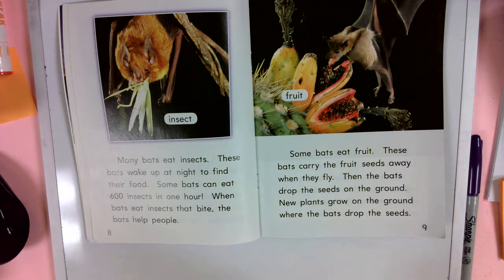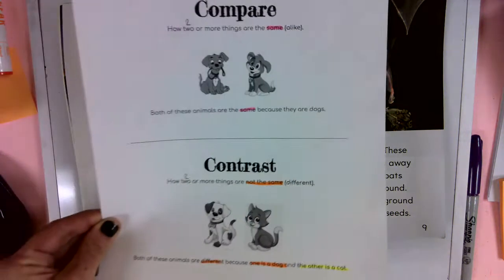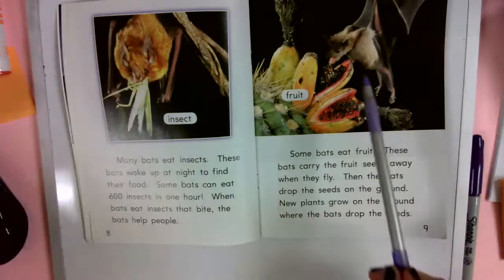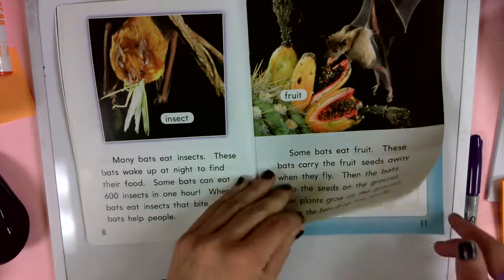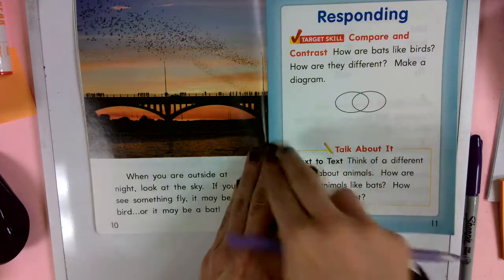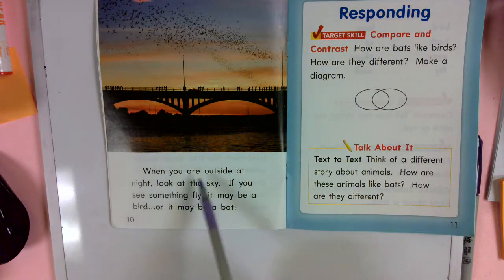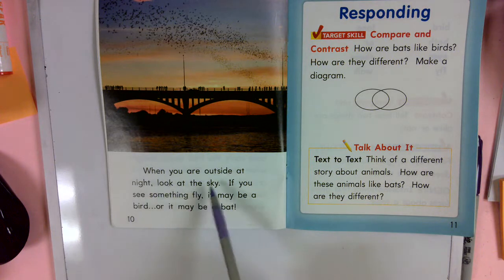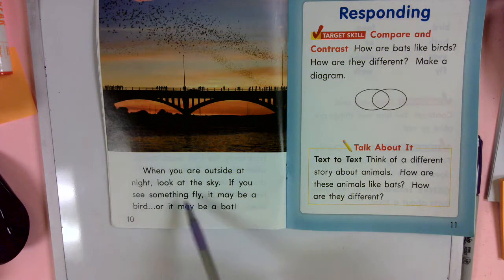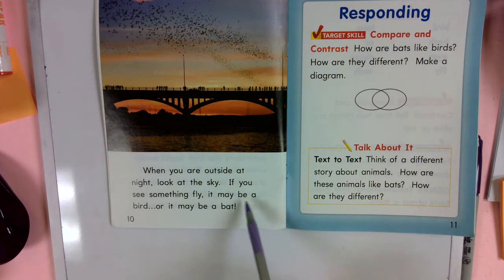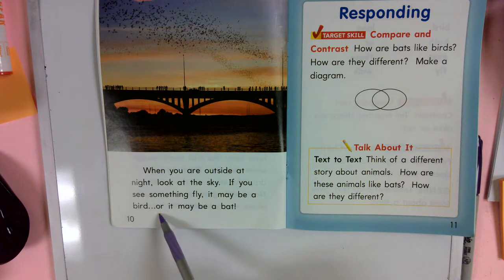Remember, we're going to be comparing and contrasting. So remember some facts about our bats and our birds that they tell us. When you are outside at night, look at the sky. If you see something fly, it may be a bird or it may be a bat. Dun dun dun.